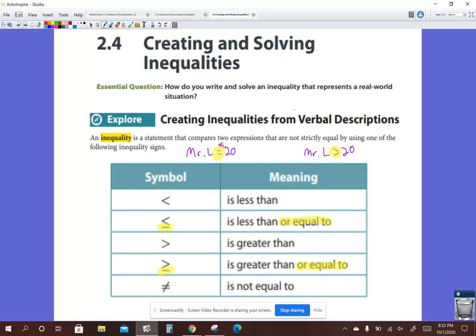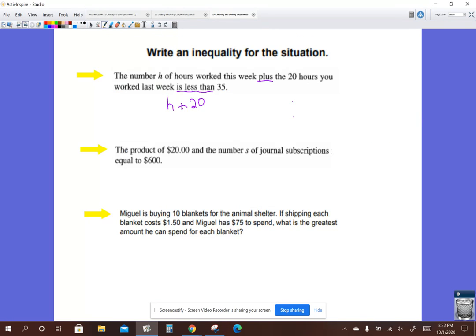Let me go back to my key. Is less than. There it is. Or this is less than or equal to. That's not it. You can say, Mr. L, I think you're wrong there. No, is less than. It's this one here. So I'm using the less than symbol. Is less than 35. There it is. That's what it is, translating to an inequality. The H hours worked this week plus the 20 hours last week is less than 35. Let's go to the next one.